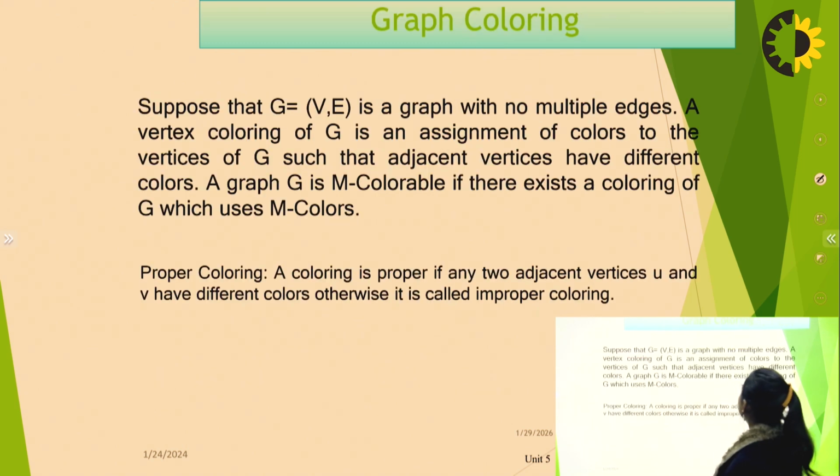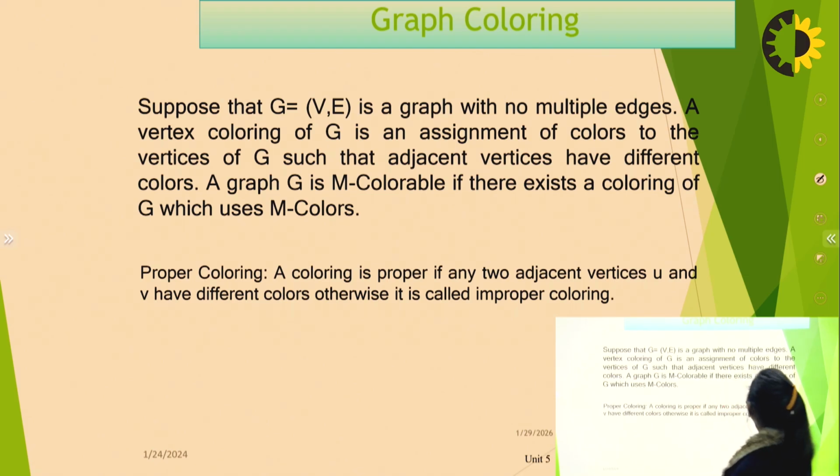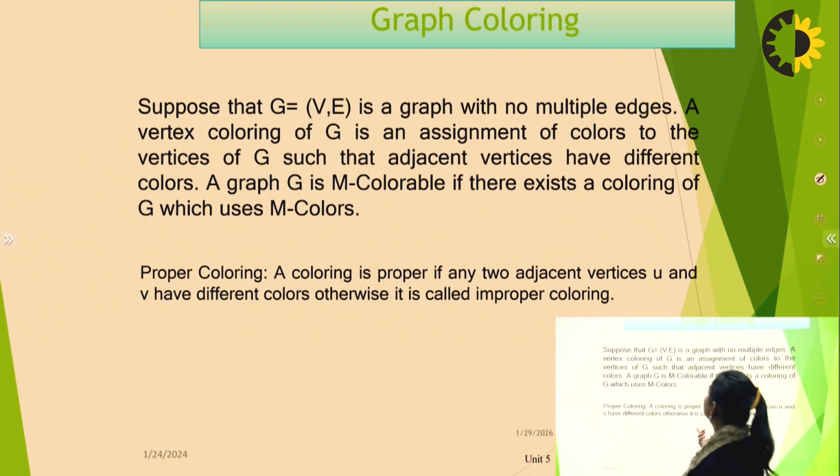Now, our next important topic is graph coloring. So what is graph coloring? Suppose that G(V, E) is a graph with no multiple edges. A vertex coloring of G is an assignment of colors to the vertices of G such that adjacent vertices have different colors. A graph G is M-colorable if there exists a coloring of G which uses M colors.